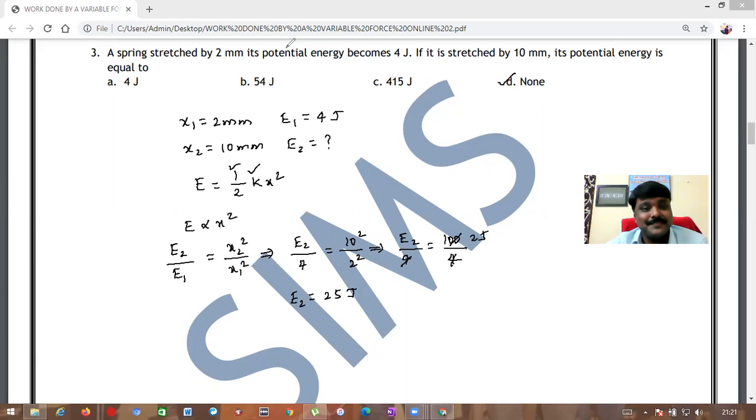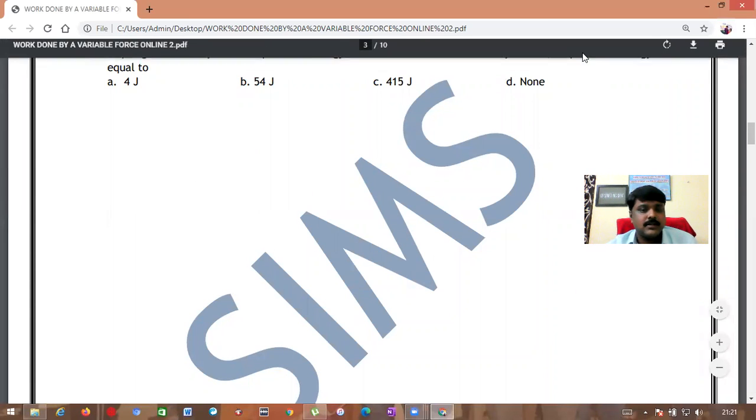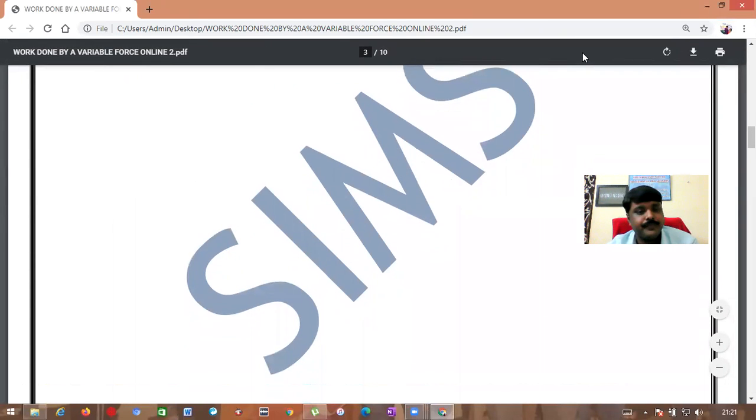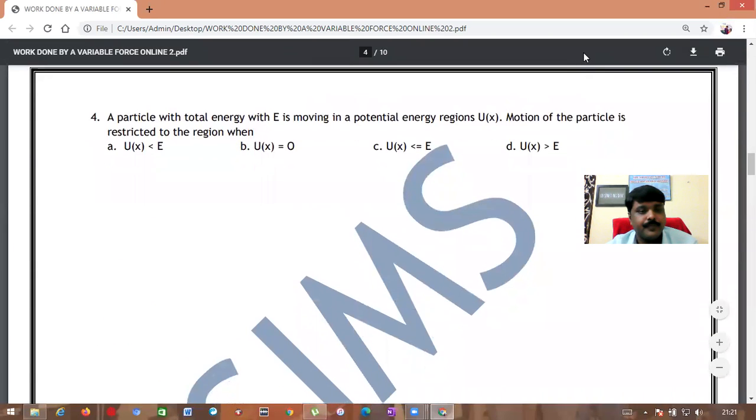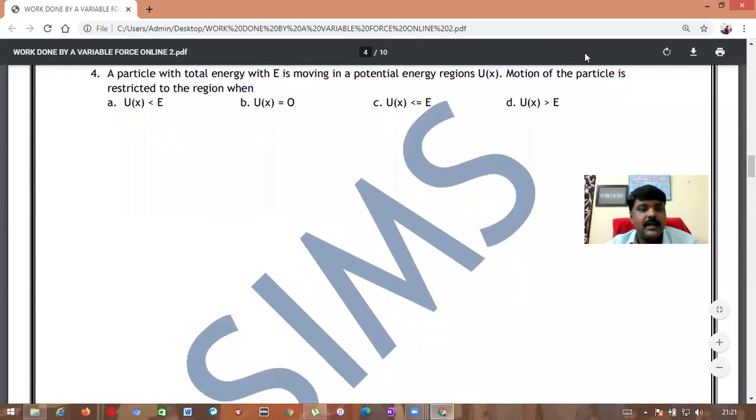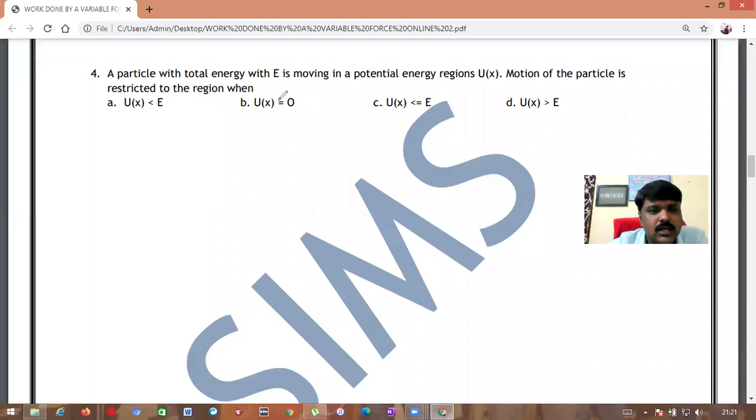Okay, let us move on to the next numerical here. A particle with total energy E is moving in a potential energy region U of x. Motion of the particle is restricted to the region when.